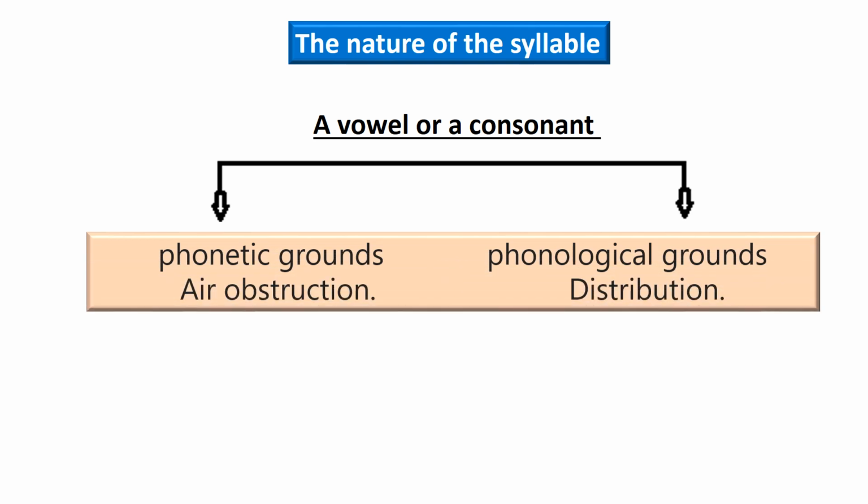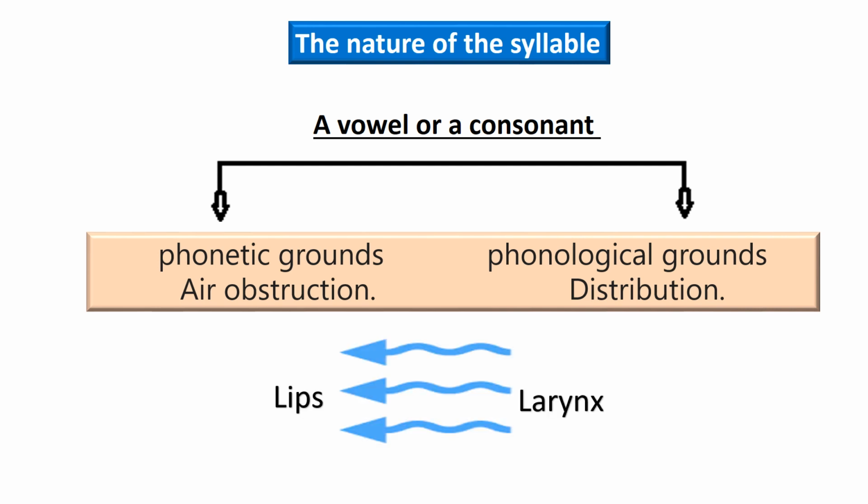Phonetic grounds. This refers to the physical aspects of sound production. On phonetic grounds, a syllable is characterized by the level of air obstruction during its articulation. For instance, vowels tend to have an open vocal tract, so there's less obstruction to airflow, and they form the peak of loudness in the syllable. Consonants, on the other hand, create a greater degree of obstruction, shaping the onset and coda of the syllable.